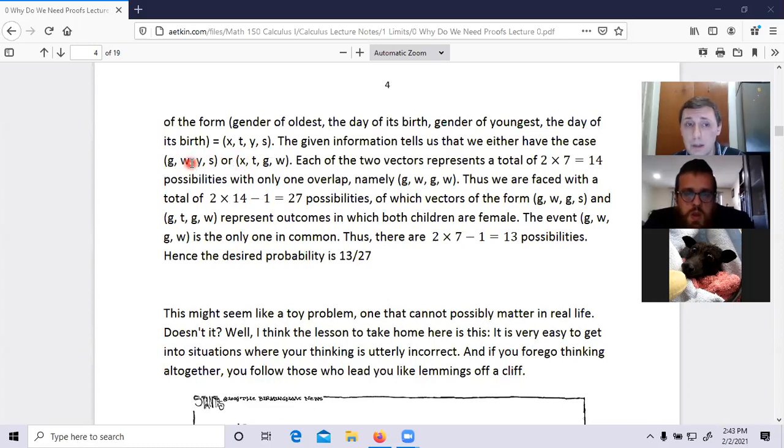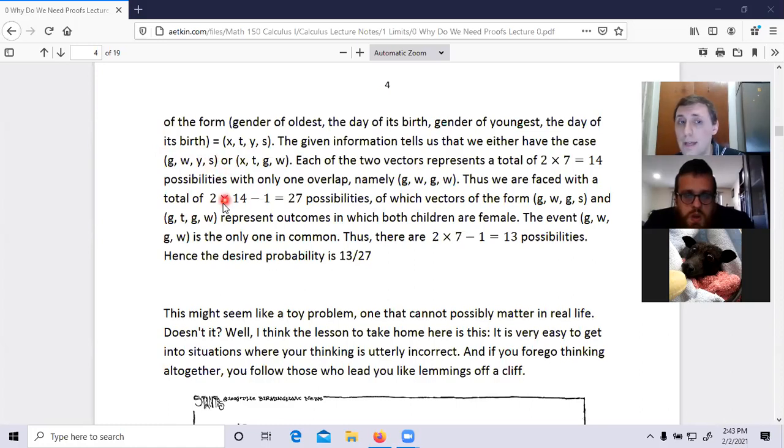But there is an overlap. I counted some universes twice, and that is the universe GW, where they are both born on a Wednesday. When I said here 14, one of the universes counted is where Y is G and S is W. GW, GW. Are you following me?